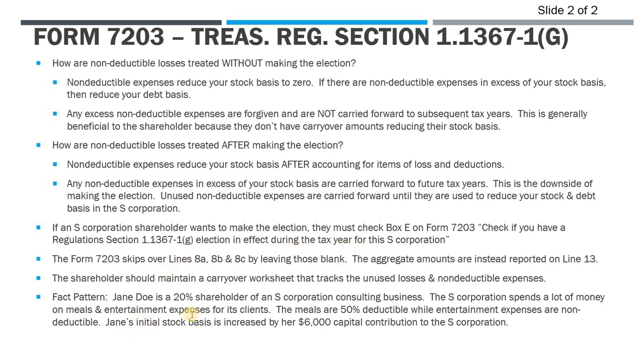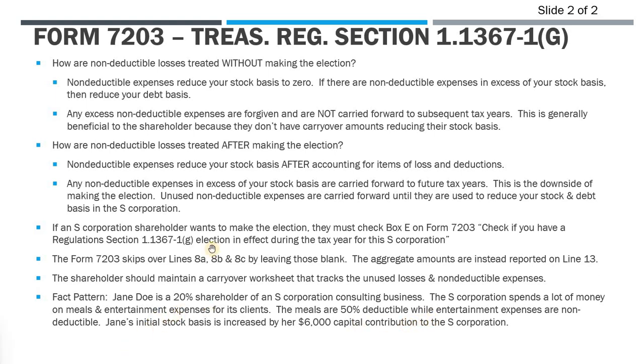So the fact pattern we have here, we have Jane Doe. Again, she's a 20% shareholder in a consulting business. And so the consulting business spends a lot of money on meals and entertainment expenses, meeting new clients, right? Existing clients, meeting new clients. So the meals expenses are only 50% deductible. Entertainment expenses are not deductible. So the company has a lot of non-deductible expenses.